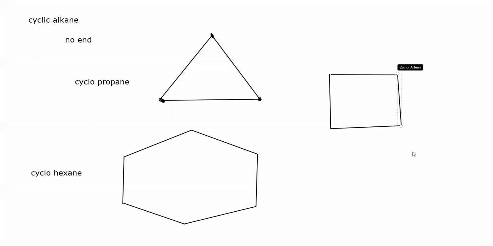What is the name of this compound? So it's cyclobutane. Is it clear? So today we discussed the nomenclature of alkanes. Next class we will discuss alkenes, alcohols, carboxylic acids, halogen alkanes, esters, aldehydes, and ketones. We'll discuss all of them.